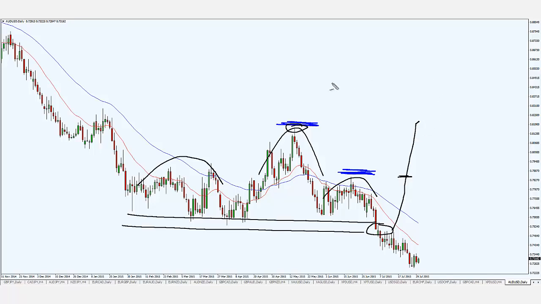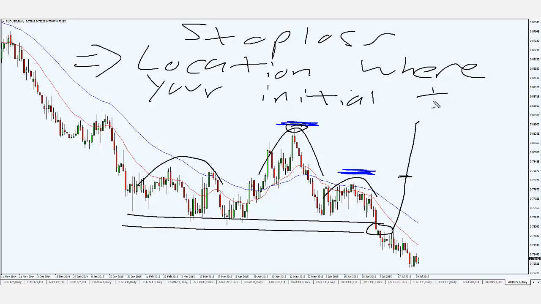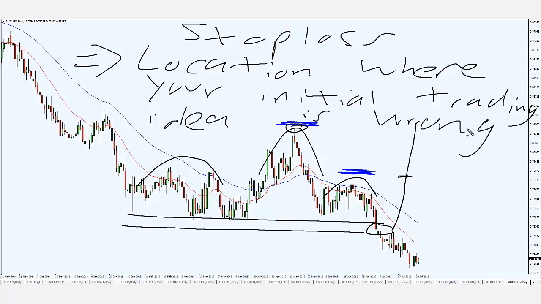So let's do a recap, right? Mainly, stop loss, I would advise placing it at a location where your initial trading idea is wrong or invalidated, right? Basically, they are the same meaning.